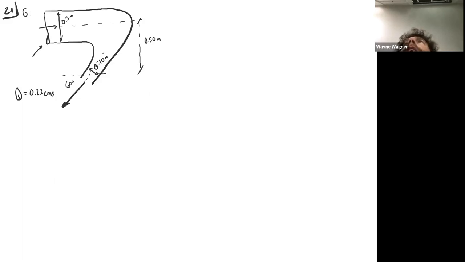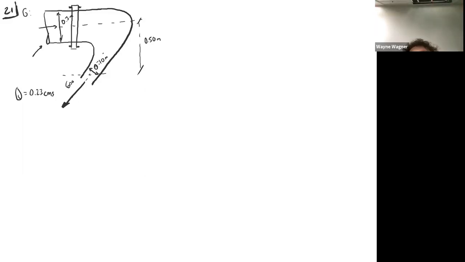Determine the force acting on the flanges of the elbow. I haven't drawn the flanges yet. And the angle its line of action makes with the horizontal. So basically there's something right here. It's like a clamp, and they put some bolts in here. And this thing is keeping this elbow from flying away.